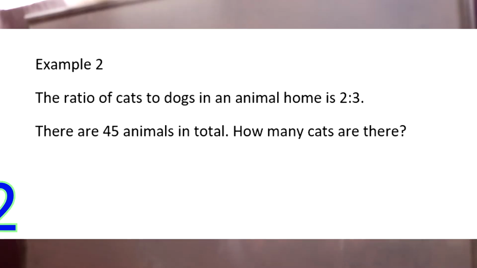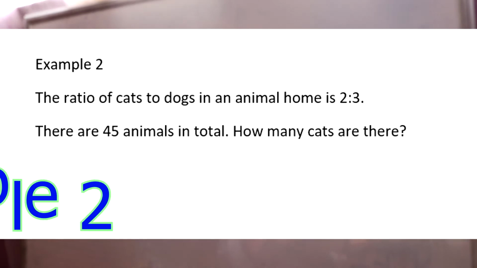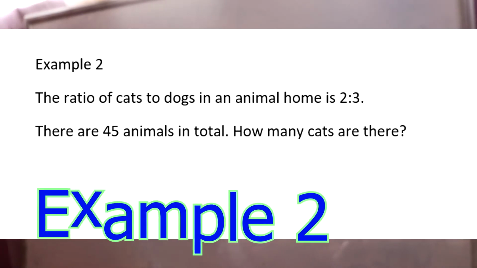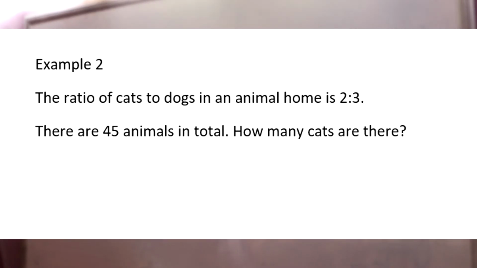The ratio of cats to dogs in an animal home is 2 to 3. Now there are 45 animals in total. How many cats are there?